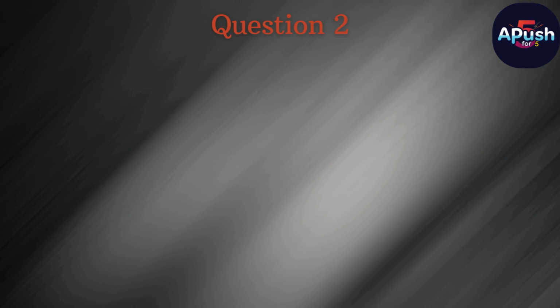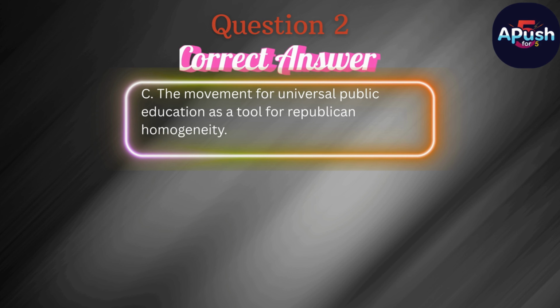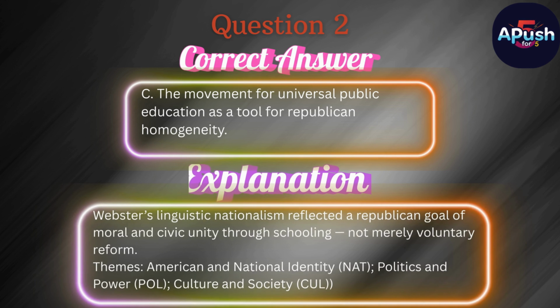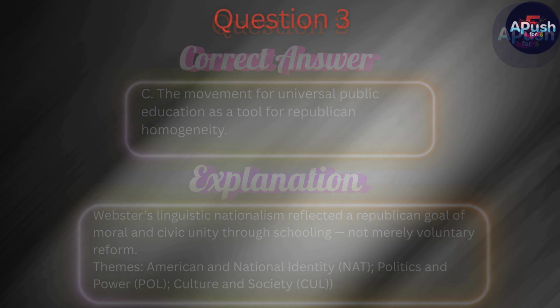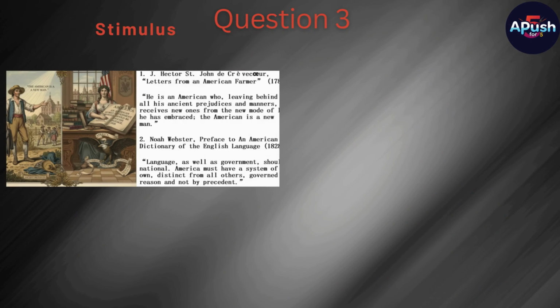The correct answer is C. The movement for universal public education as a tool for Republican homogeneity. Webster's linguistic nationalism reflected a Republican goal of moral and civic unity through schooling, not merely voluntary reform. Question 3. Stimulus. See image.